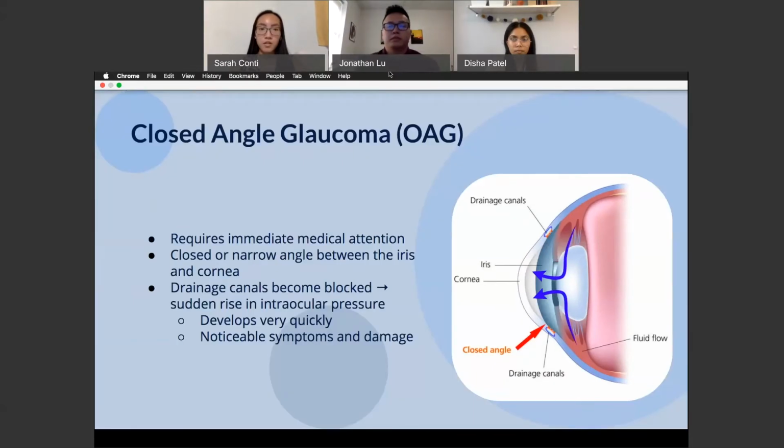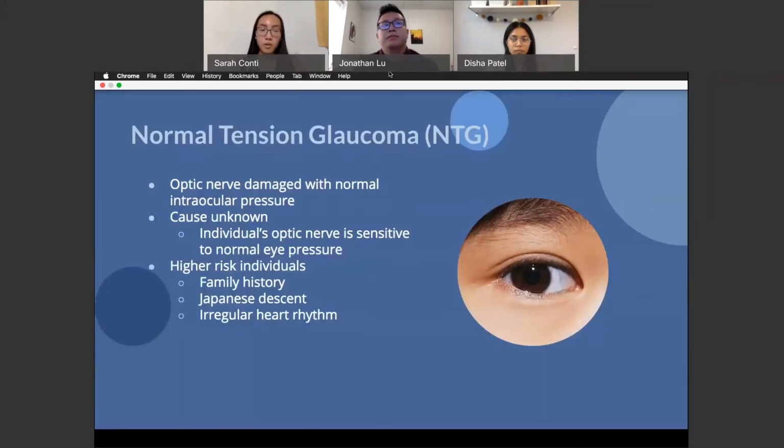The next type is closed angle glaucoma, which is much more serious and requires immediate medical attention by an ophthalmologist. Structurally, it is the opposite of open angle, where the angle between the iris and the cornea is much narrower or closed altogether, meaning that the fluid can immediately block the drainage canals because there's no extra wiggle room for the fluid to flow. This causes a very sudden rise in intraocular pressure with noticeable symptoms and permanent damage if not dealt with immediately.